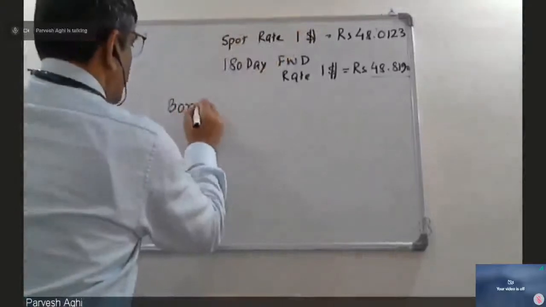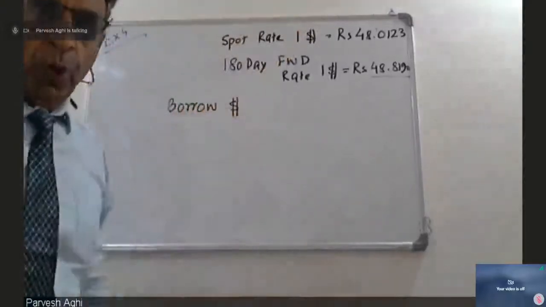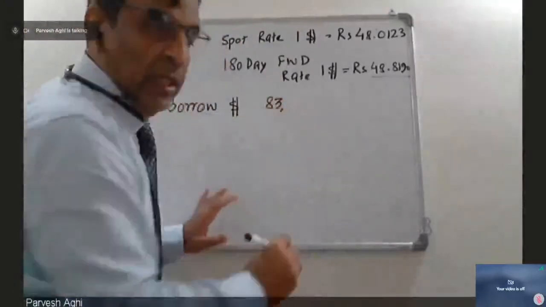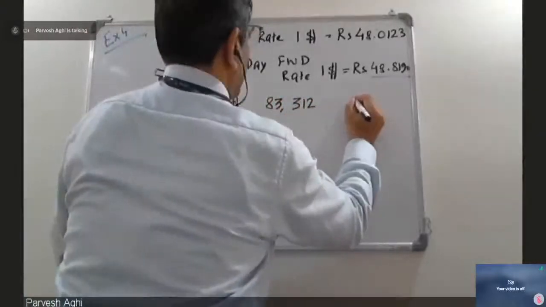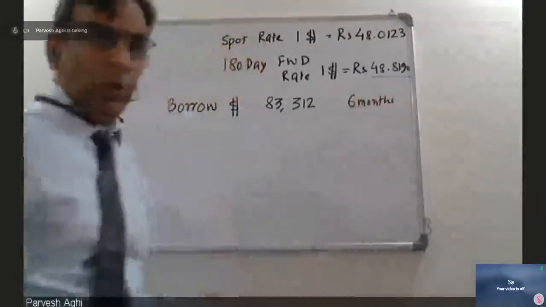Instead of borrowing rupees, we are going to borrow in US dollars. So we are going to borrow dollars. How much? 83,312. For how many months? For 180 days. That means for 6 months. So that is what I am going to do.